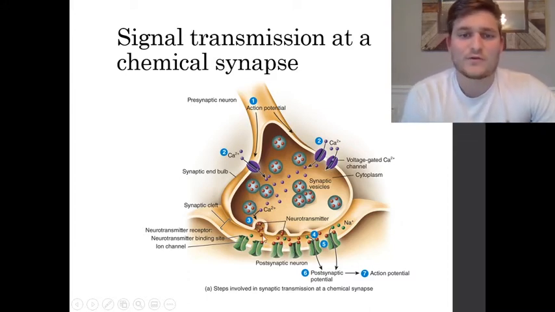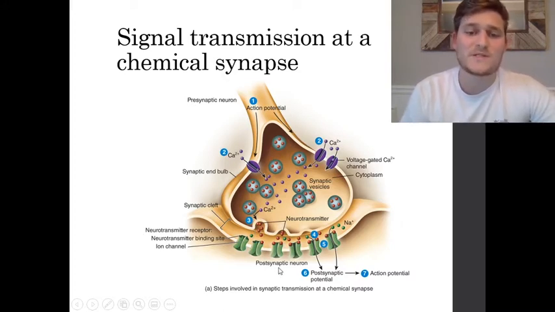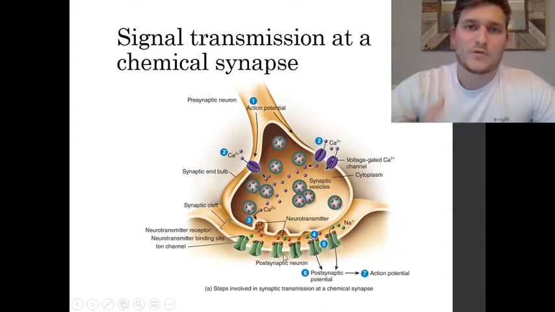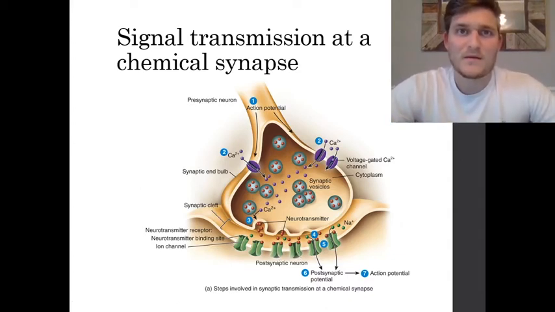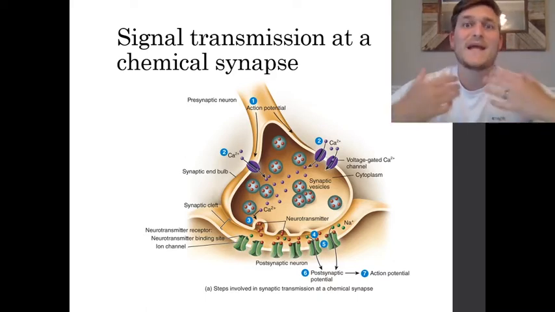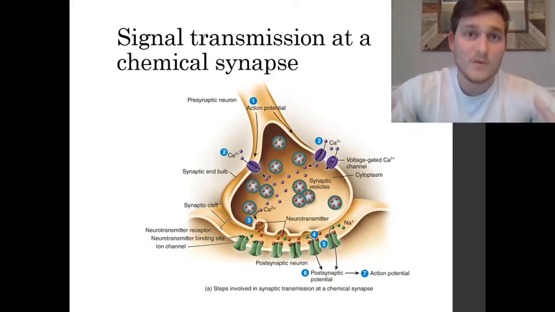Those neurotransmitters can then bind to receptors on the postsynaptic neuron. And if those neurotransmitters lead to a graded potential that then causes the next neuron to reach threshold, well, then that next neuron is going to fire its own action potential.